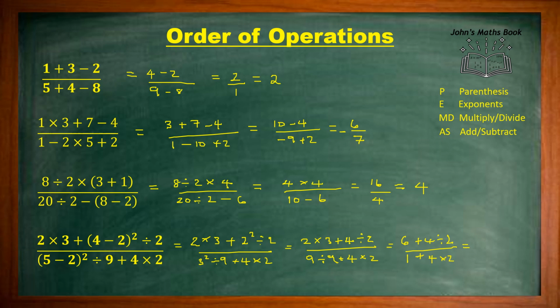So back to the numerator, we have 6 plus 4 divided by 2. So we know division comes first. So that gives 6 plus 2. And then that's all divided by 1 plus 4 times 2. So multiplication comes before addition. So we do 1 plus 4 twos are 8. And then we have 6 plus 2 in the numerator, which is 8, divided by 1 plus 8 in the denominator, which is 9. So the final answer is 8/9. So that concludes our video on order of operations.